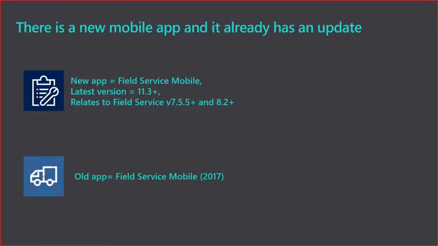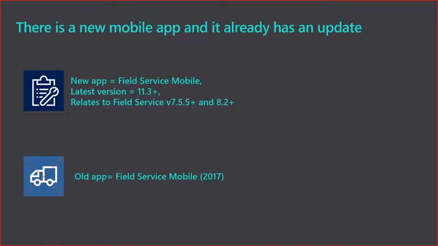So before we go forward, let's talk about some of the important things that have changed even before this spring release. So the latest mobile app is called Field Service Mobile. The latest release that will be released is 11.3. And if you're on field service version 7.5.5 or 8.2 later, this is the mobile app you'll be using, and you can see the icon on the left there.